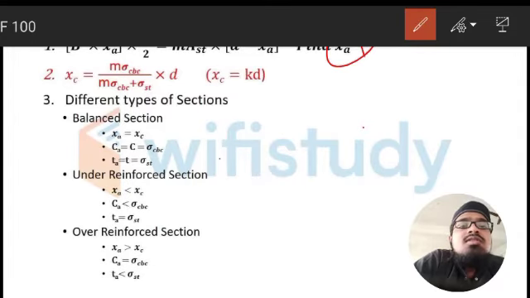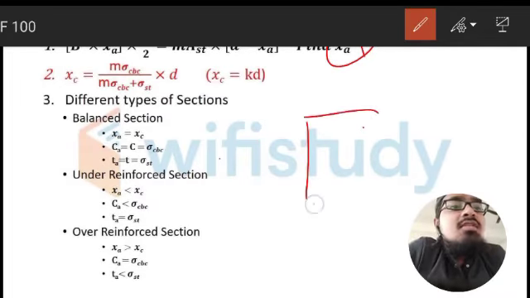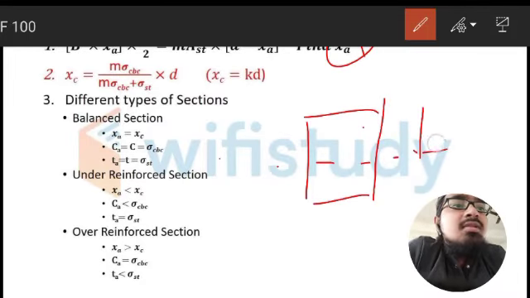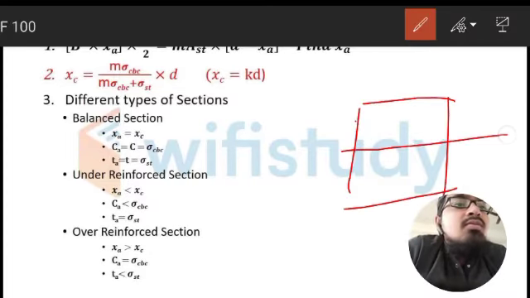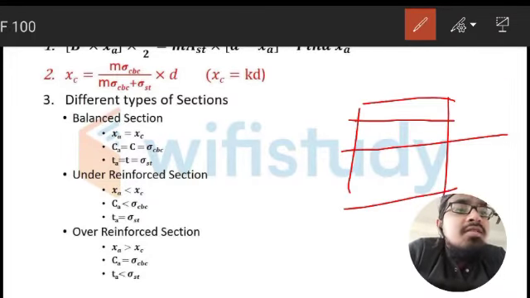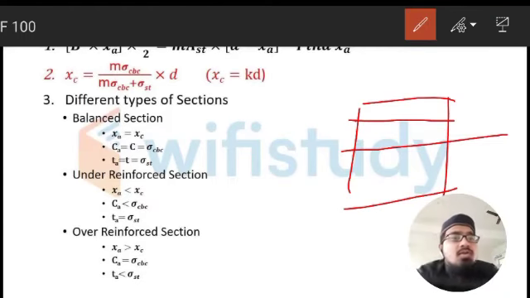So how this formula came: moment of area is equal to area into the center of gravity. If this is the cross section of the beam, here the neutral axis will lie. Until this depth, the depth of neutral axis will be considered as XA, and XA by 2 will be here. That is the center of gravity of the compression zone actually.